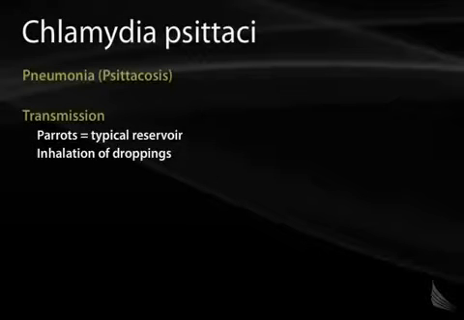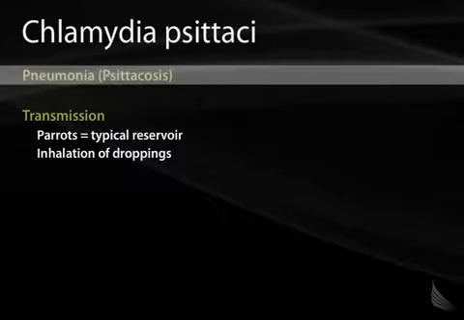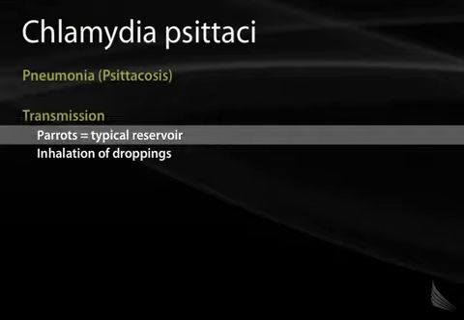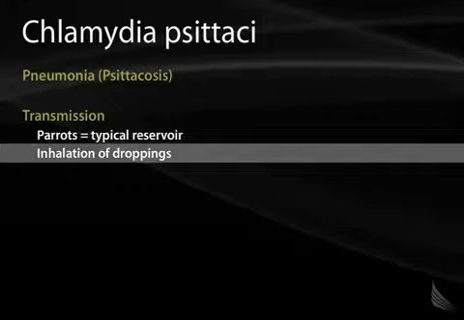Chlamydia psittaci is our next organism, and it's a common cause of pneumonia or psittacosis. The important thing to remember about Chlamydia psittaci is that it comes from parrots. They're the typical reservoir. They transmit it to us when we inhale the chlamydia organism from their droppings.